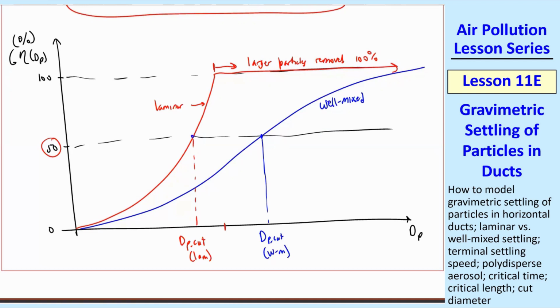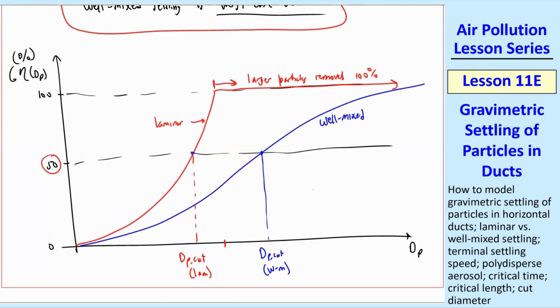You have all the tools you need to plot these curves because I can give you any duct dimensions. I can give you any temperature and pressure. I can give you a range of particles. You can calculate VT for each of those particles in some range, calculate the grade efficiency, both laminar and well-mixed, and then plot them. And so that's the kind of thing you'll be doing for homework.